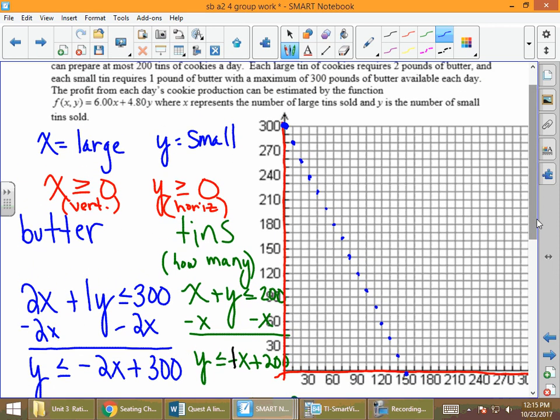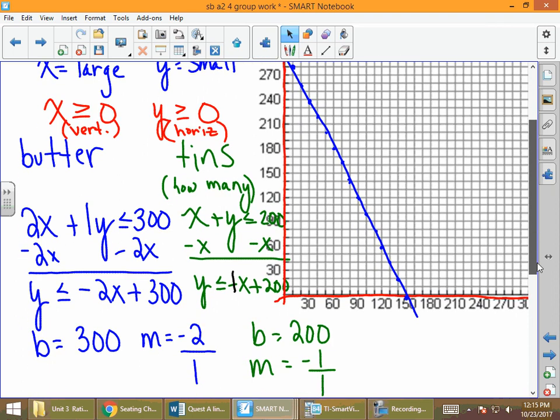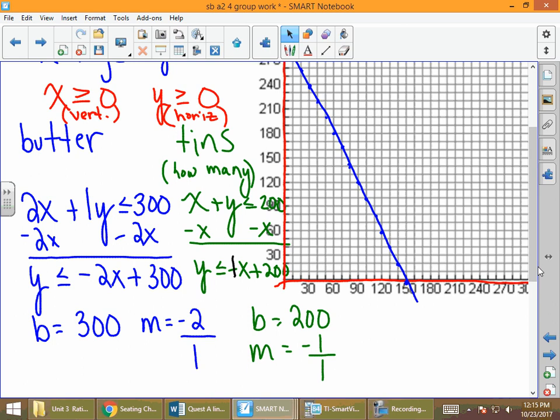And once we get that drawn in there, like I said, you have the ruler, so your picture is going to look better than mine. But there roughly is our y is less than or equal to -2x plus 300. We're also going to graph that green: y is less than or equal to -1x plus 200.